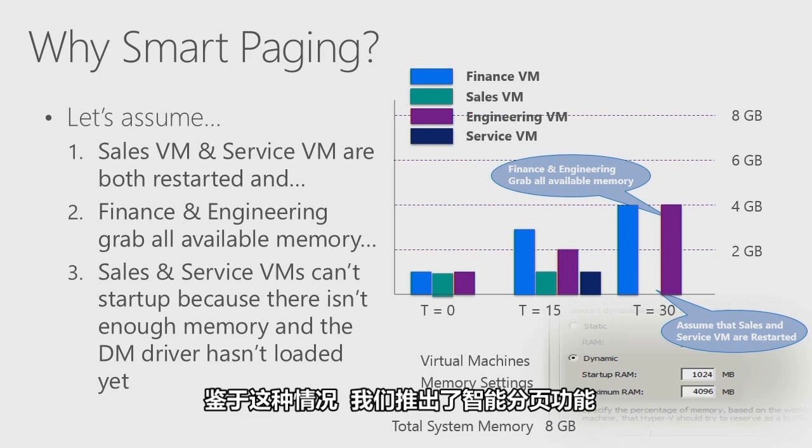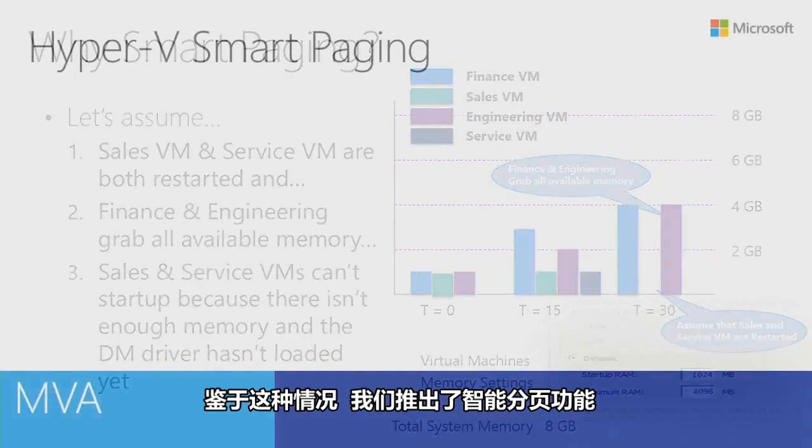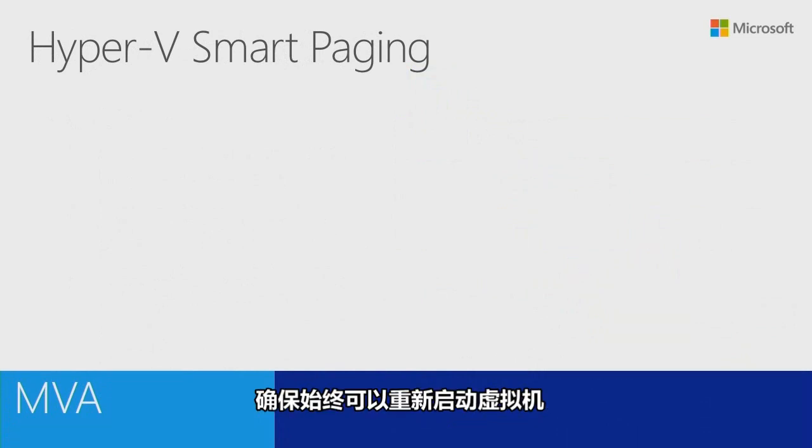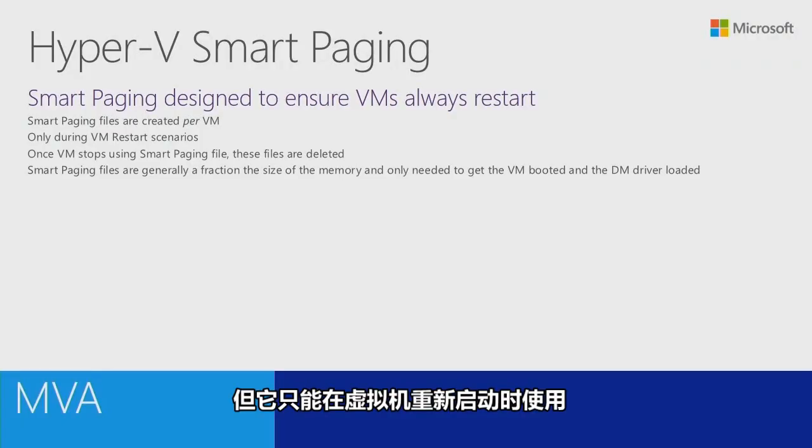So smart paging was introduced to make sure that we can always restart a VM, always. The goal here is to ensure that a VM can always restart, so we can always get to the point where the dynamic memory driver can load, and then we can work again with dynamic memory to rebalance memory across the system. Smart paging files are created per VM, so it's very granular. It's only used during VM restart scenarios. So it is not general second level paging. In fact, we are consistently going to stay away from that because of the performance problems it causes, the operational problems it causes, and the additional complexity it adds for IT pros.